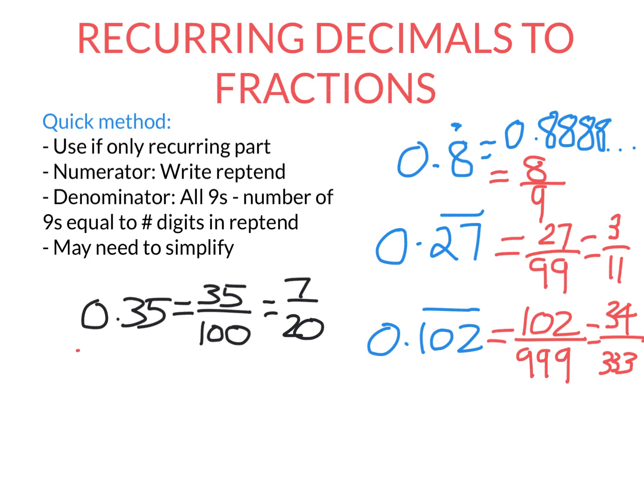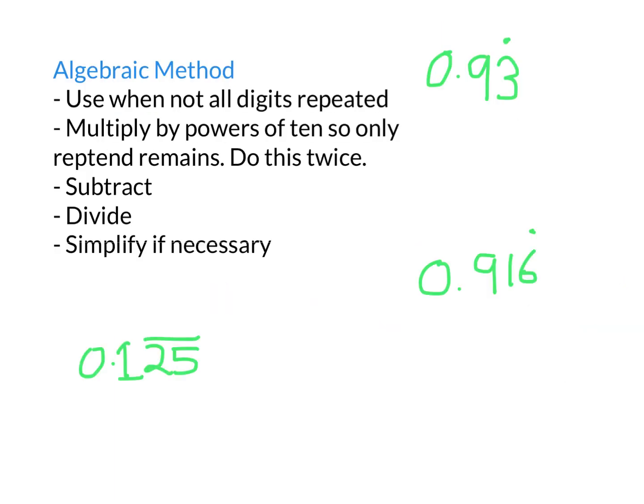All right, now I need to show you another method that we need to use when you have more than just the repeating digits after the decimal point. So this second method I call the algebraic method because we use algebra. We need to use it for decimals like these. So how do these numbers differ from the types of decimals we were looking at on the previous slide? Well, here, not all digits are repeated. So what do I mean by that?